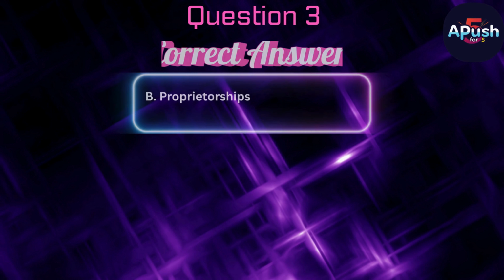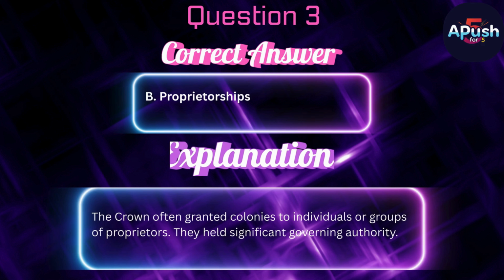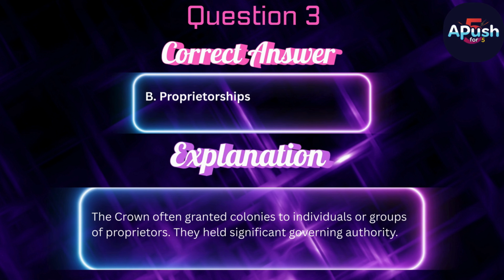The correct answer is B. Proprietorships. The Crown often granted colonies to individuals or groups of proprietors. They held significant governing authority.